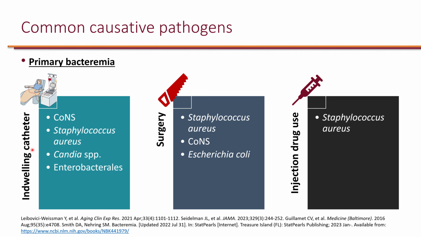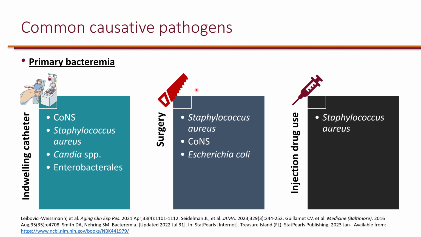Now, the common organisms in indwelling catheter bacteremia are coag-negative staph, Staphylococcus aureus, Candida, which is actually a fungus, and Enterobacterales. So mostly things from the skin. The skin has staphylococci, so either Staphylococcus aureus or coag-negative. Those are the top two, which also explains surgery.